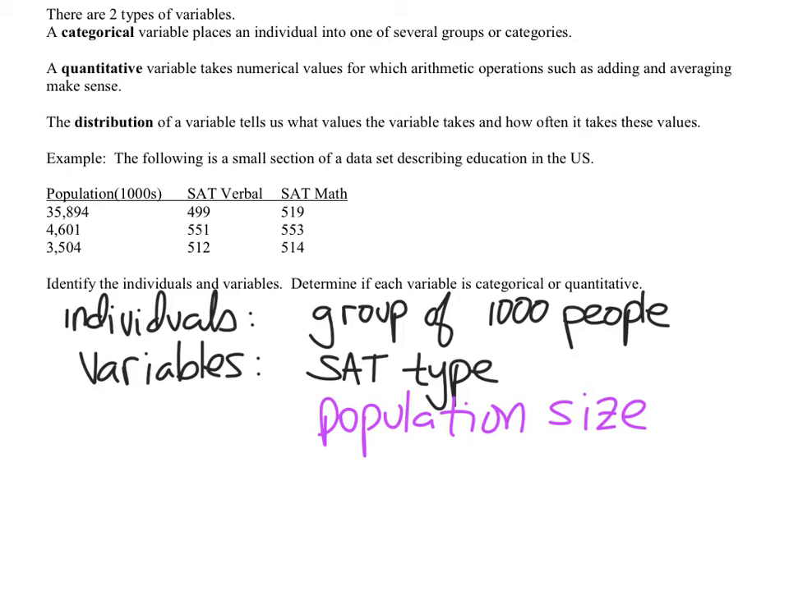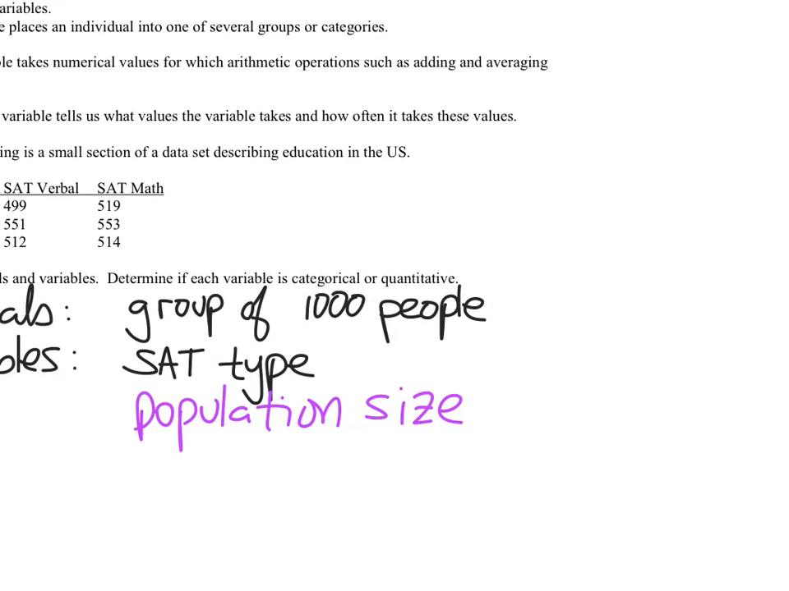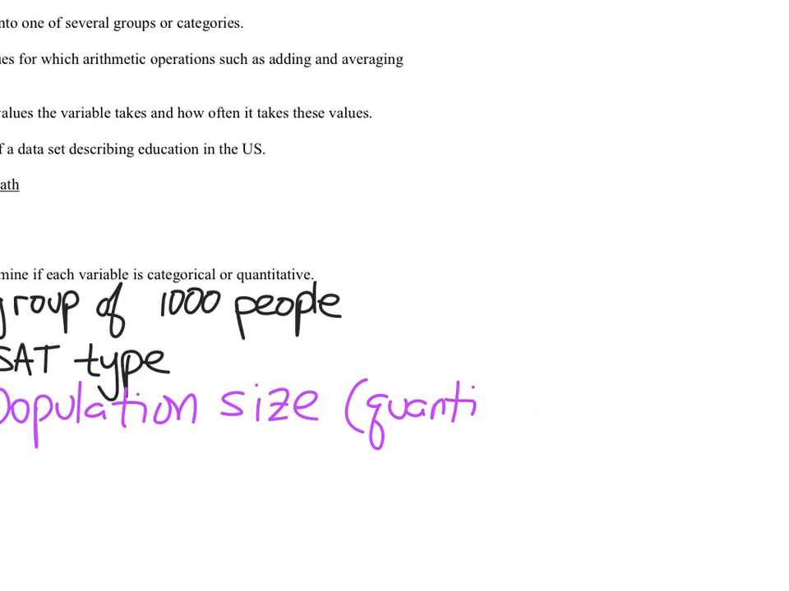All right, so determine if each variable is categorical or quantitative. Well, I think population size, I think that's pretty straightforward, right? They're numbers. The other one would be categorical.